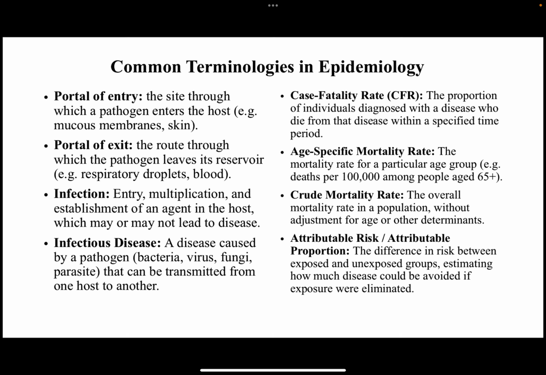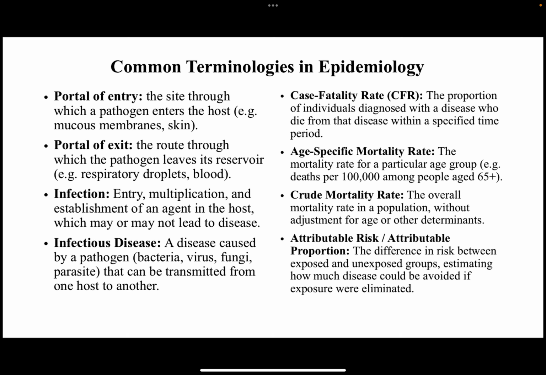Is that okay? Then we have what we call attributable risk or attributable proportion. Now, attributable risk or attributable proportion is basically the difference in risks between exposed and unexposed. It shows how much disease could be avoided if the exposure was removed. So in simple terms, attributable risk points to the preventable risk. It points to the factors that should be controlled.